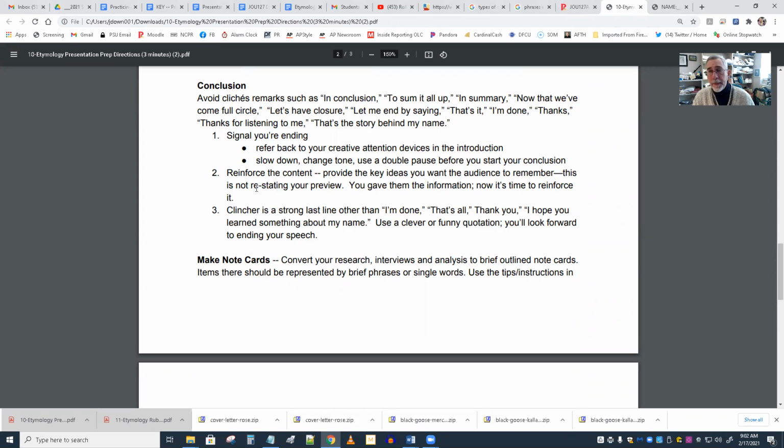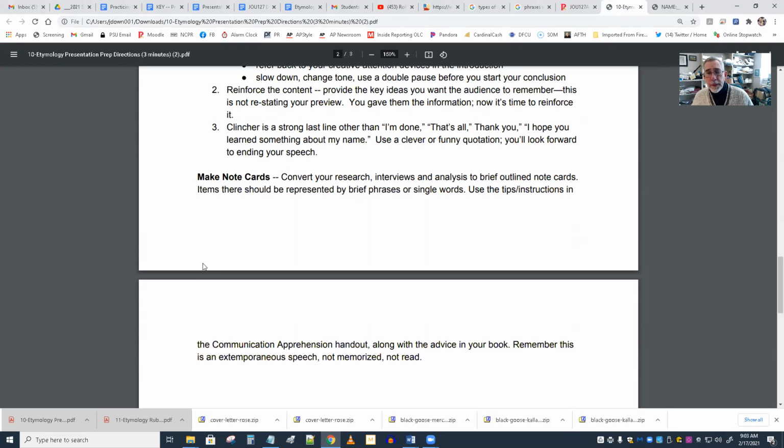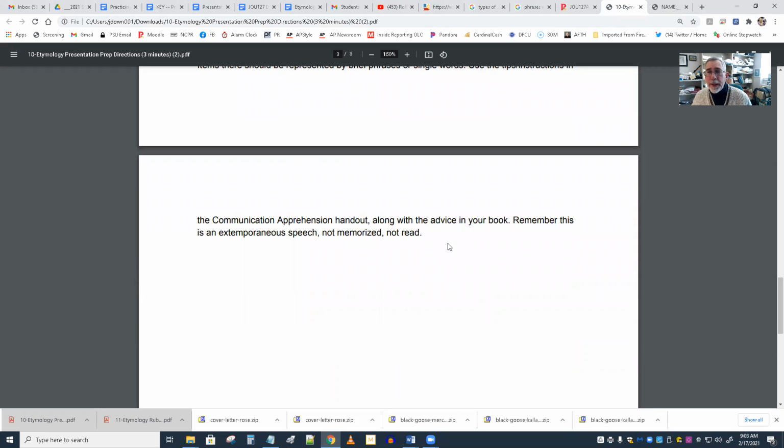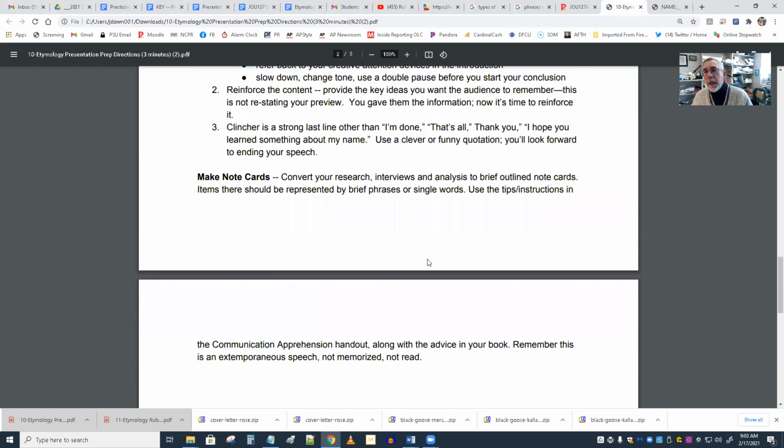They're just a guide. You always hold them just in one hand. Again, it's just one side also. We tend to do them vertically also, so you write them as if you turn the card vertically. It helps you to keep things short. Okay, so you're going to make your cards, using the tips and instructions in the communication apprehension handout, which we received earlier.